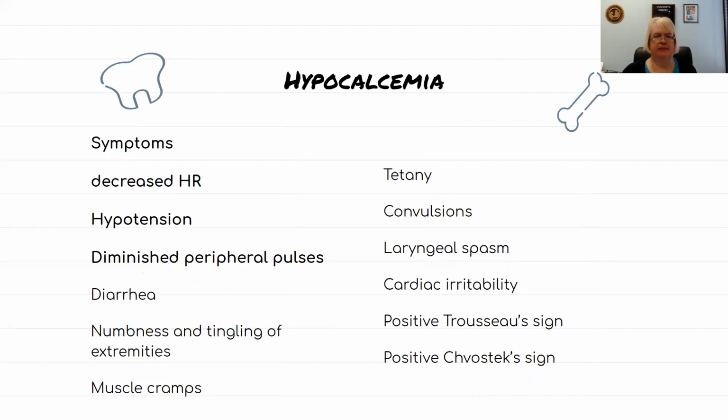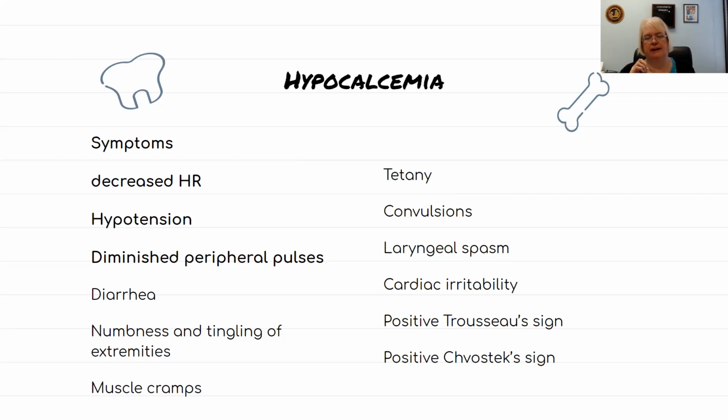So symptoms of hypo, that's low calcium. They're going to have a decreased heart rate, they're going to be hypotensive, and diminished peripheral pulses. They're going to have diarrhea, numbness and tingling of the extremities, muscle cramps, tetany, convulsions. Their larynx can go into a spasm. They're going to have cardiac irritability. They'll have positive Trousseau and positive Chvostek.